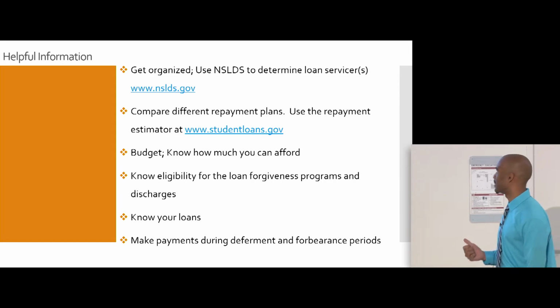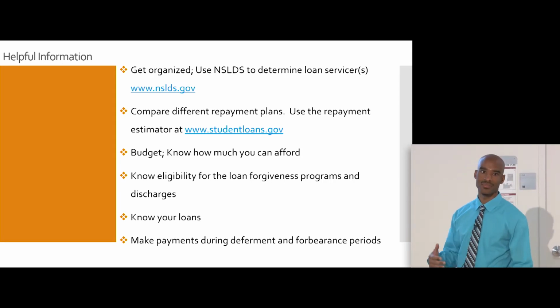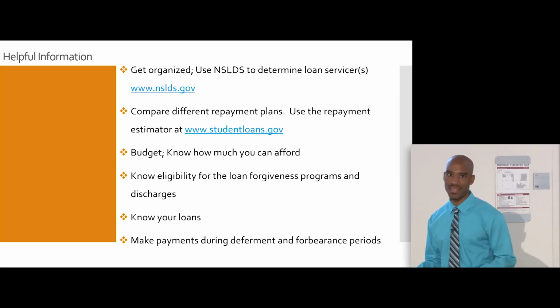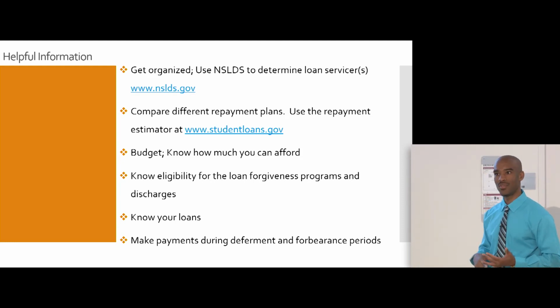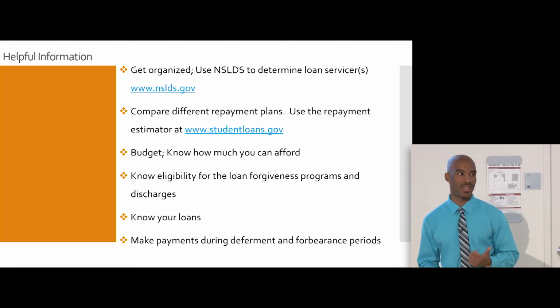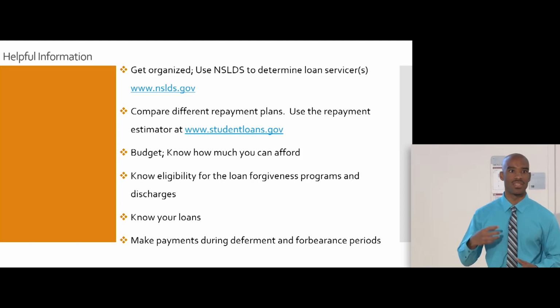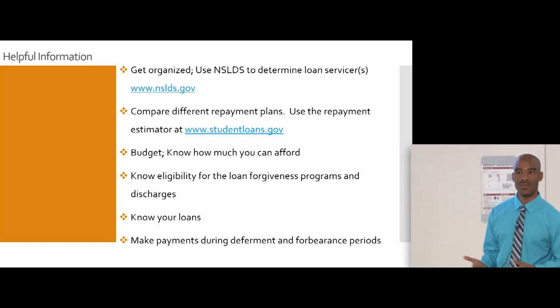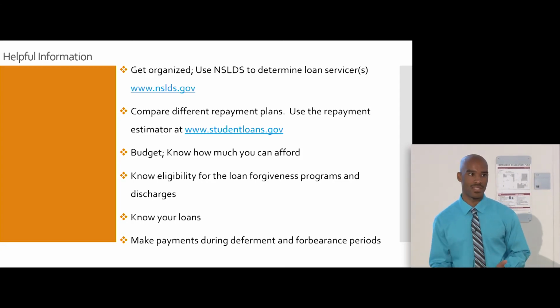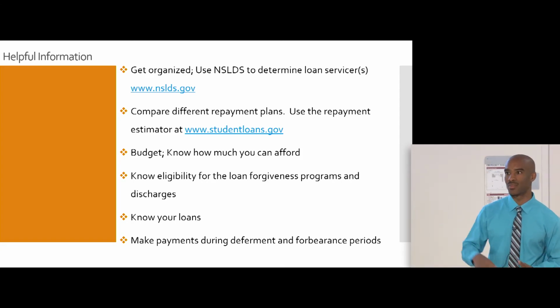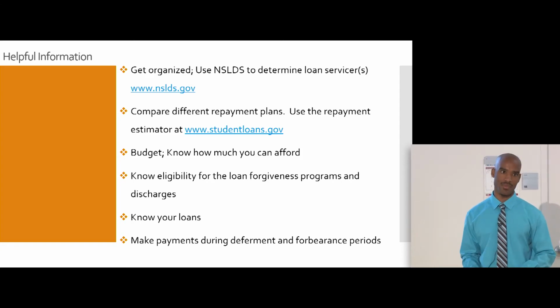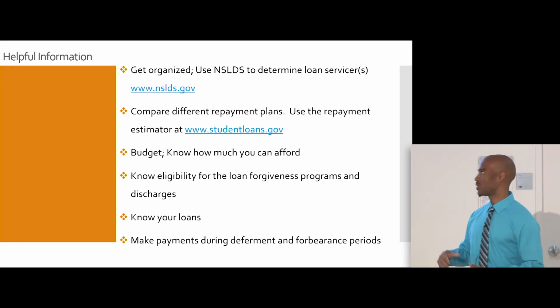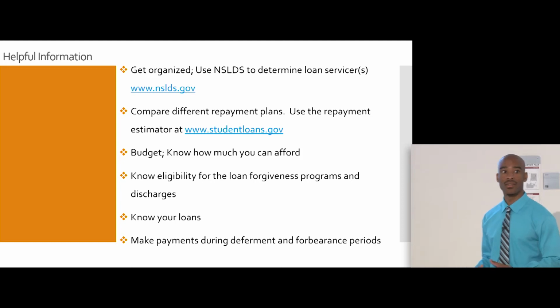So just a couple tips. Get organized. Use the NSLDS. Use everything that you have. Compare the different repayment plans. Call your servicer. Look into those plans because they were the ones to actually give you the numbers, the actual numbers. Budget. Get a budget for yourself. If you say that you can afford $200, subtract 50 from that because life happens, things happen, you know, so you don't want to spend all your money.